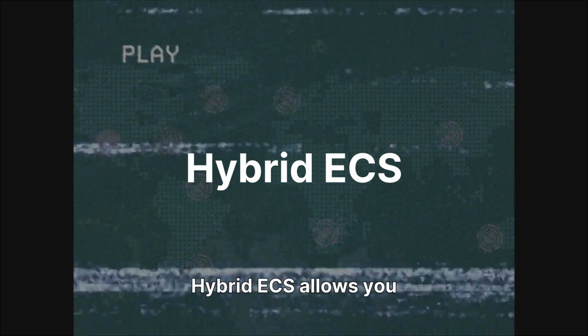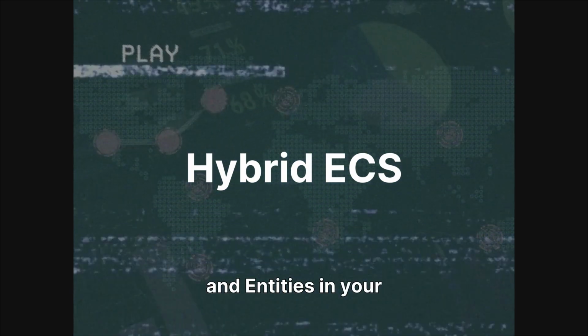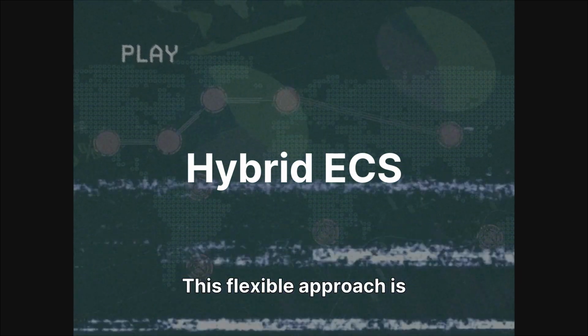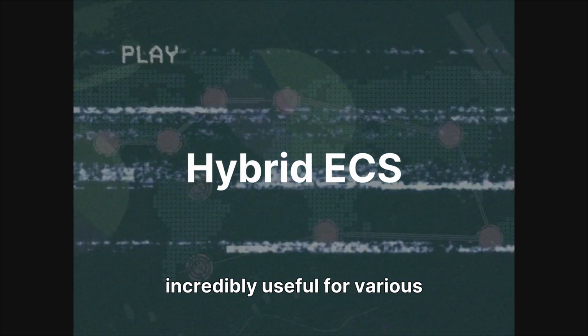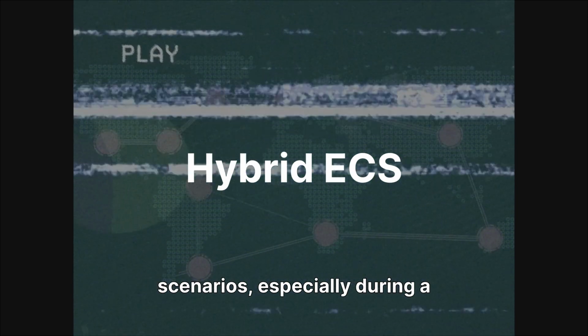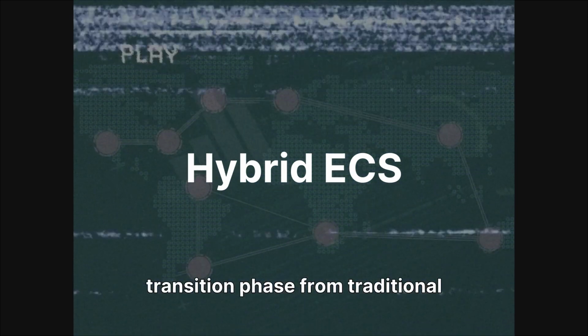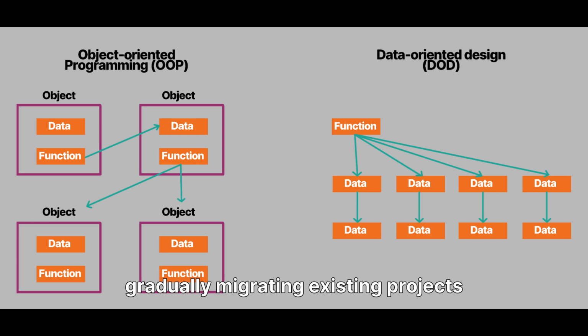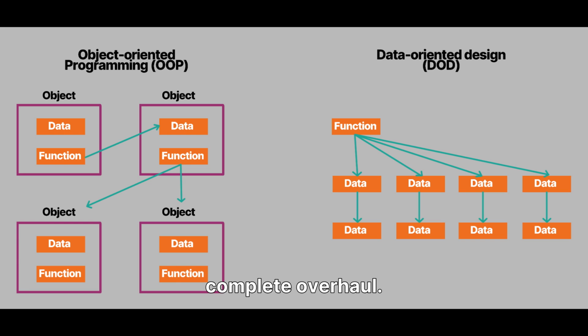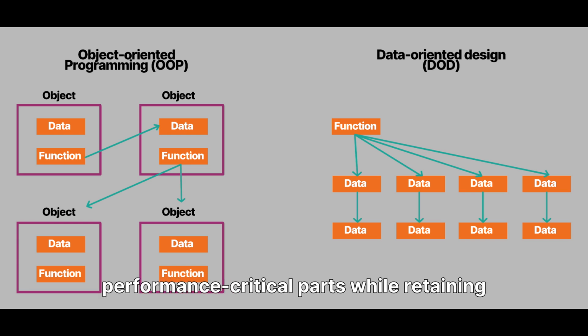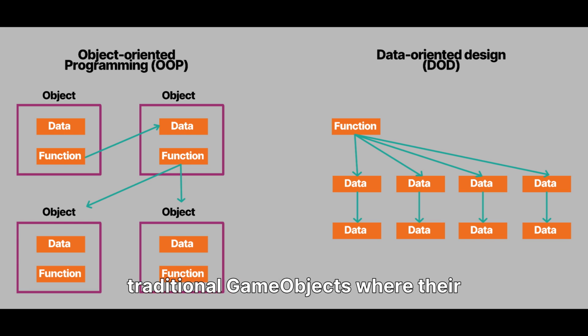Hybrid ECS allows you to use both game objects and entities in your project. This flexible approach is incredibly useful for various scenarios, especially during a transition phase from traditional Unity. This is useful for gradually migrating existing projects to ECS without a complete overhaul. You can selectively convert performance-critical parts while retaining traditional game objects where their workflow is suitable.